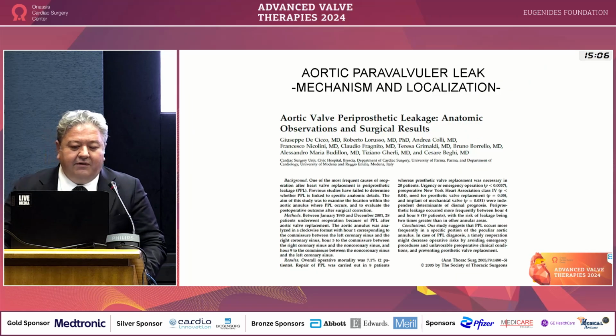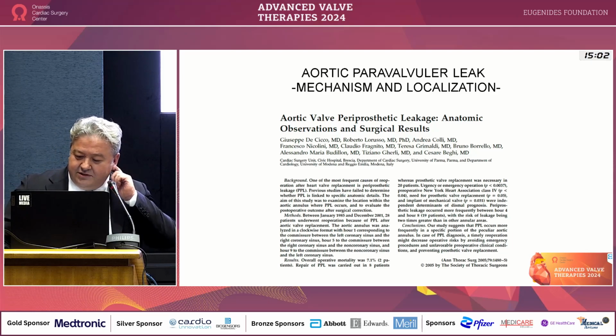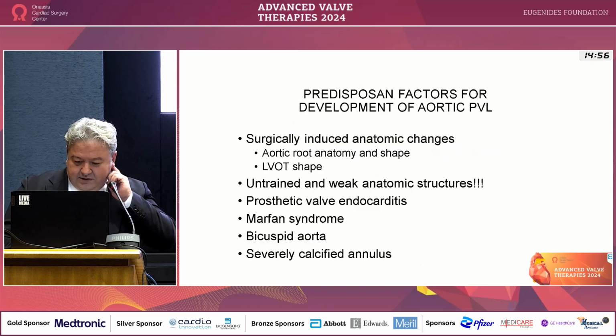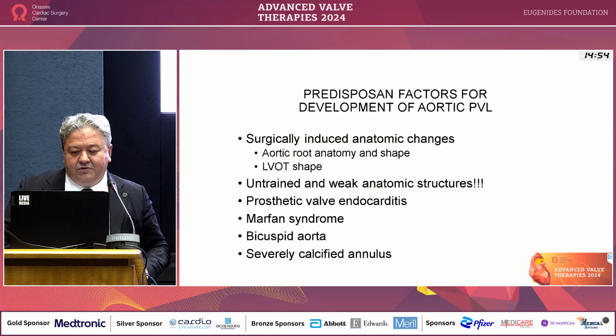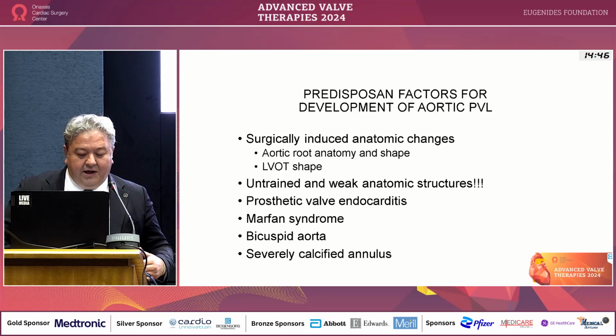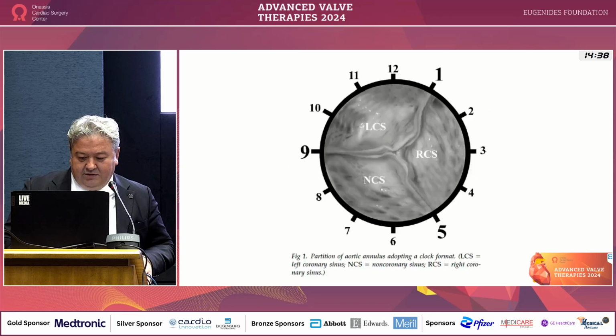Compared to the mitral paravalvular leaks, aortic paravalvular leak mechanism and localization are also different, and this is a very good surgical publication. Predisposing factors for development of aortic paravalvular leak are surgically induced anatomic change, aortic root anatomy and shape, LVOT shape, fragile and weak anatomic structures, prosthetic valve endocarditis, Marfan syndrome, bicuspid aorta, and severely calcific annulus.